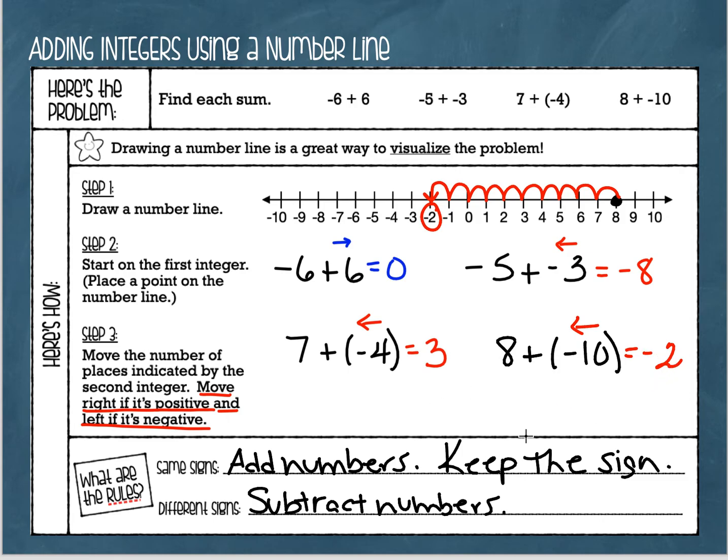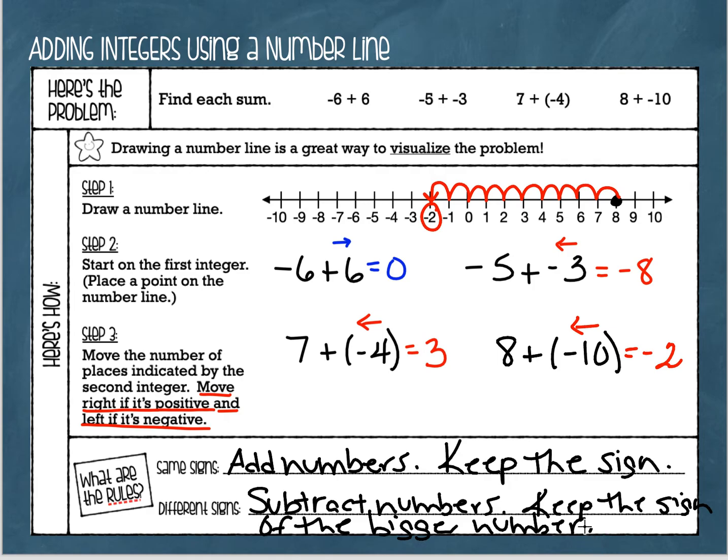So after you subtract the numbers, you keep the sign, right? You keep the sign of the bigger number, or the number that has the larger absolute value. So I'm going to write down the bigger number, but I know you understand that it's really the number with the larger absolute value or the larger magnitude.